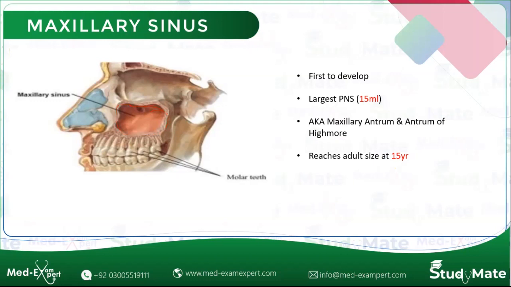So there are three F which make the maxillary sinus easy to remember. First F is the first sinus to develop. It has a volume of 15 milliliter and it reaches the adult size by the age of 15 years.